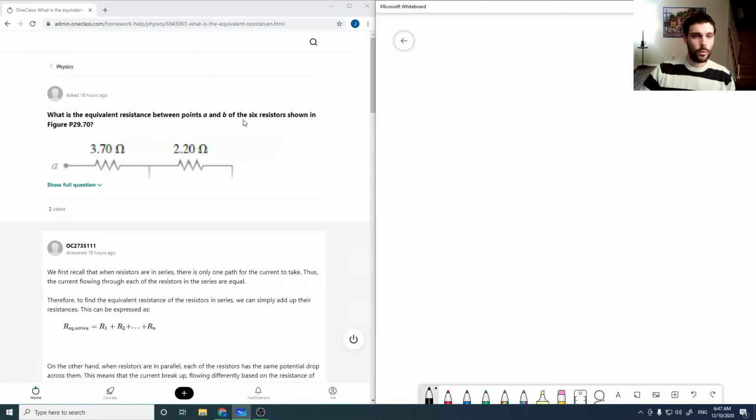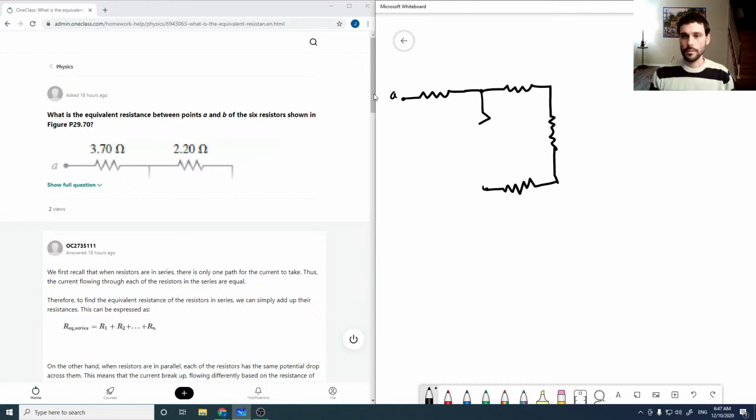Okay, what is the equivalent resistance between points A and B? So I'll just draw the figure here. So we've got A. My resistances probably need a bit of work, but that's fine. I'm pretty sure it's somewhat obvious what these are. Okay, so what's the equivalent resistance between A and B?